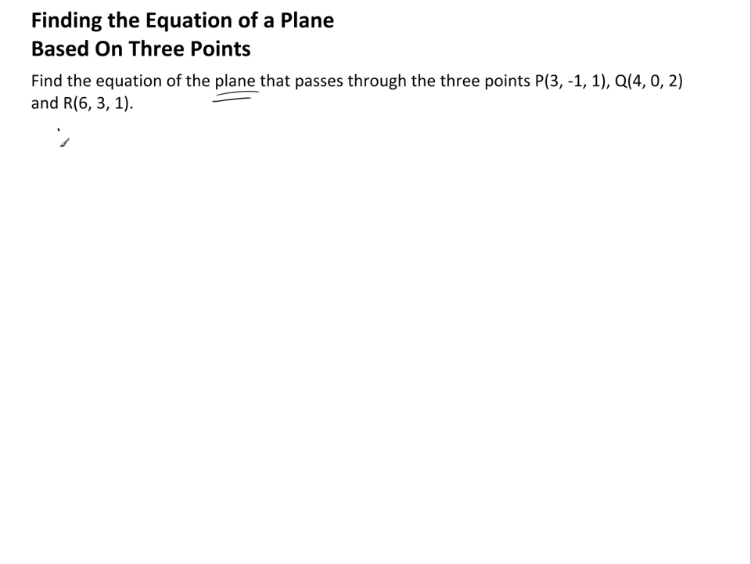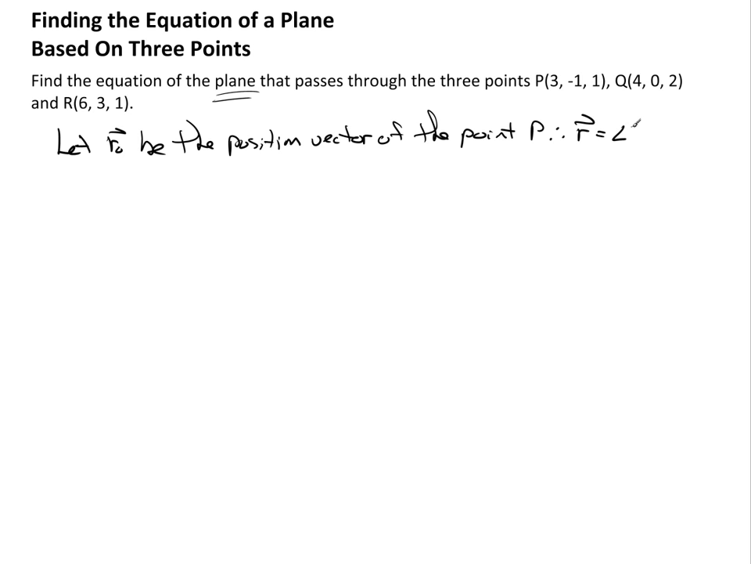So let's let r naught, well, I don't want to say equals it. Let's say be the position vector of the point P. Therefore, r naught is 3, -1, 1.